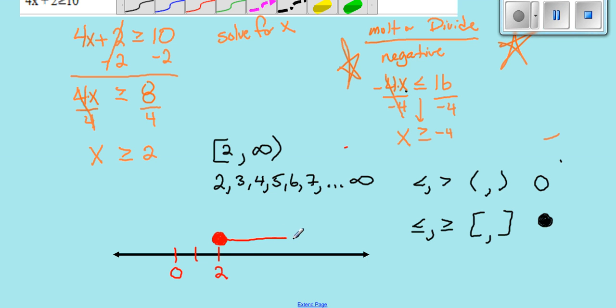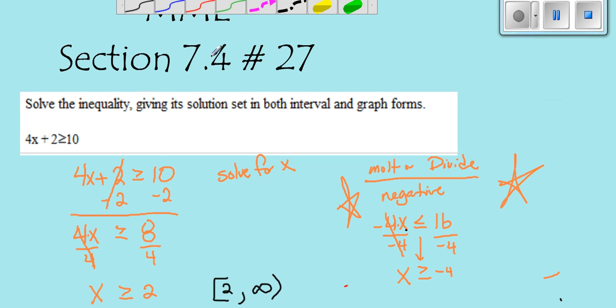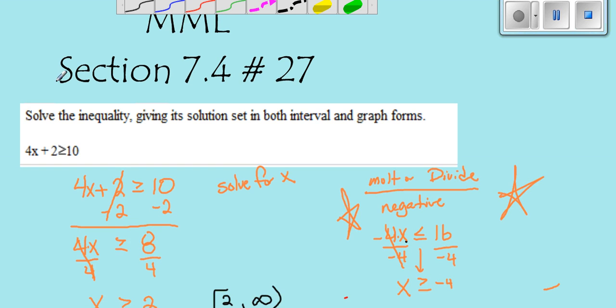Then I'm going to point my arrow towards all the greater than, because that would be 3, 4, 5, 6, etc. So there's a little problem for you. This is section 7.4, number 27, in the MyMathLab suggested homework.